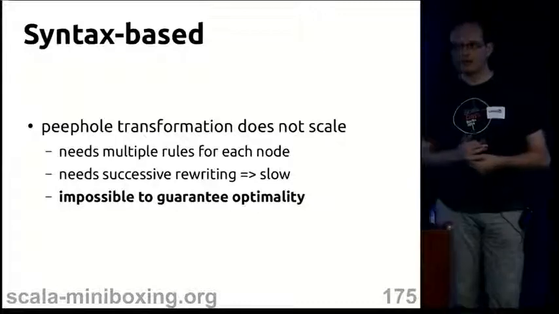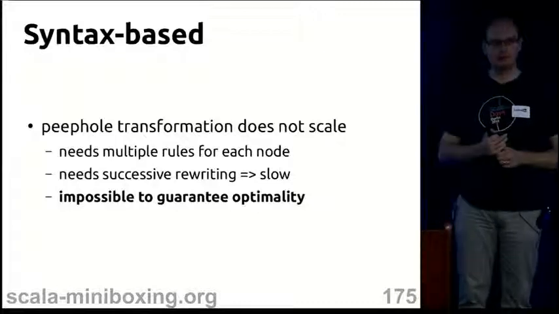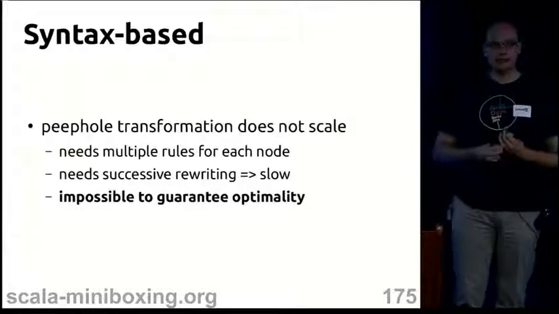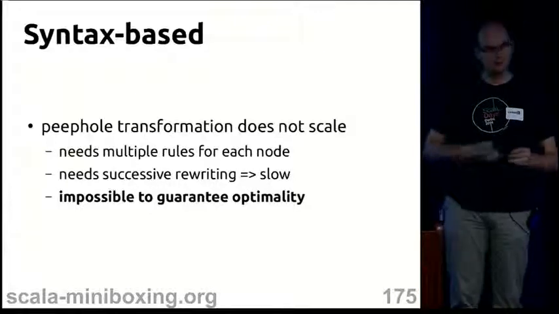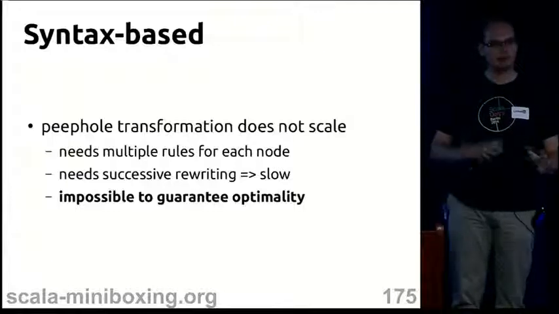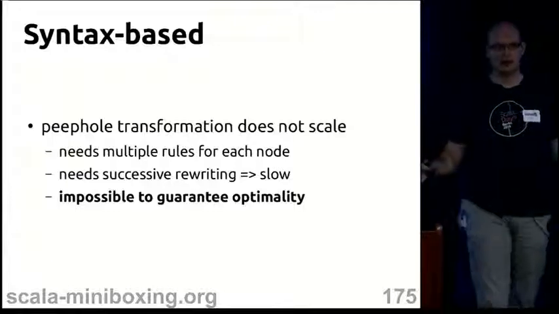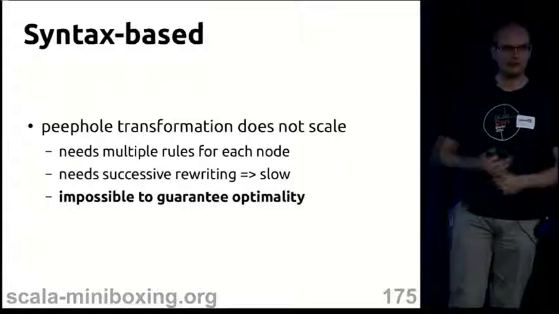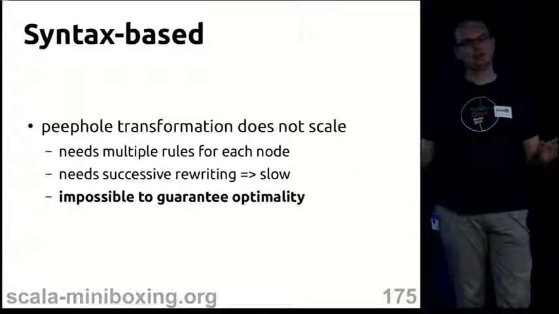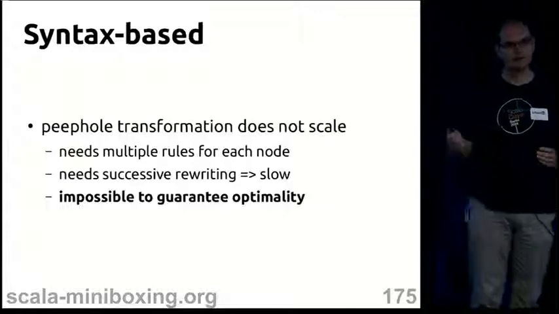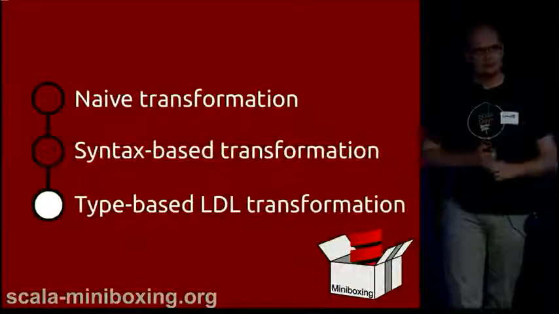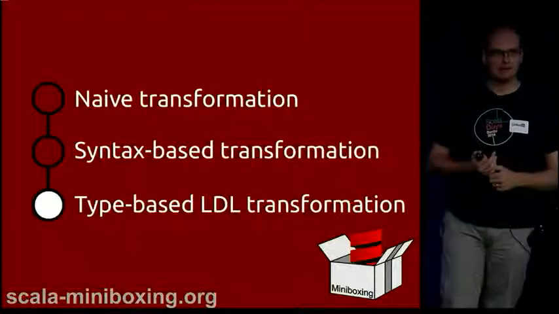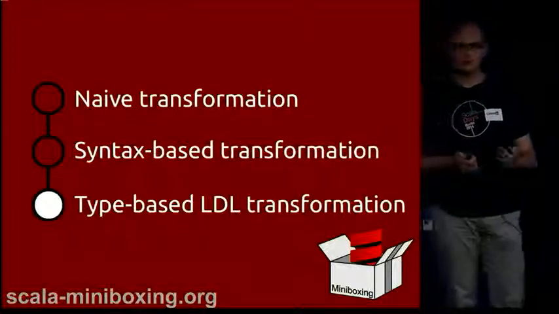So I actually had this implemented for a miniboxing plugin last year, and I was going crazy. I thought I optimized all the possible code patterns, and then something would pop up and show me that there was one rule that I forgot to consider, and I need to do that one too. And then I came to this conclusion that a type-based transformation might actually help.